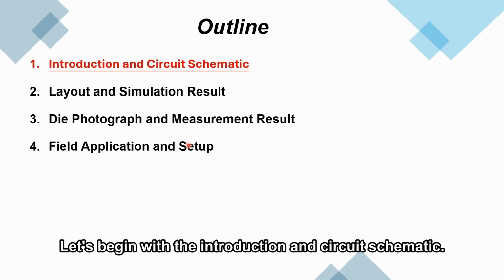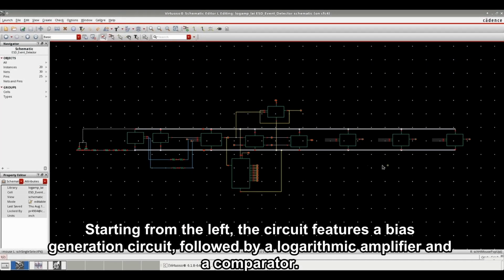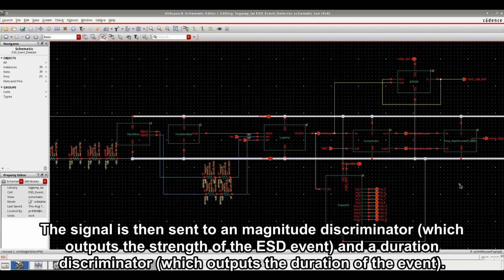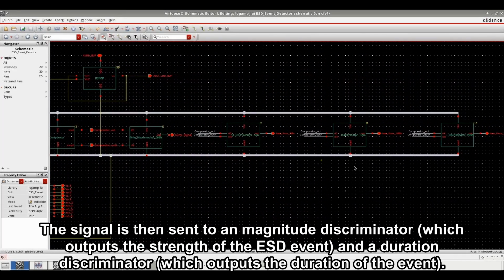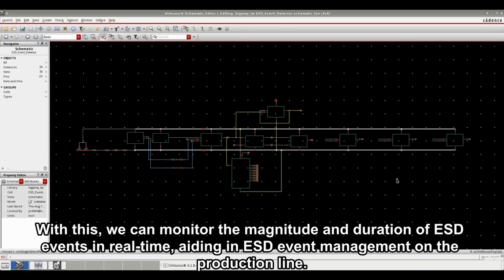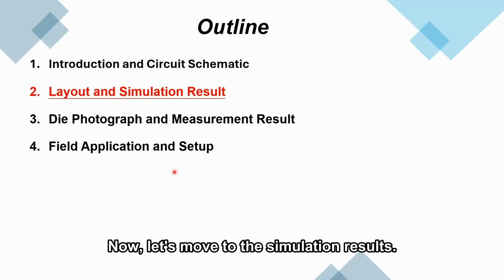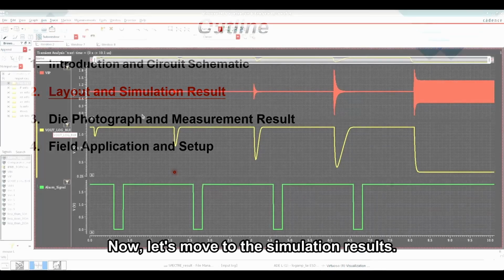Let's begin with the introduction and circuit schematic. Starting from the left, the circuit features a bias generation circuit, followed by a logarithmic amplifier and a comparator. The signal is then sent to the magnitude discriminator, which outputs the strength of the ESD events, and the duration discriminator, which outputs the duration of the event. With this, we can monitor the magnitude and duration of ESD events in real time, aiding in ESD event management on the production line. Now, let's move to the simulation results.